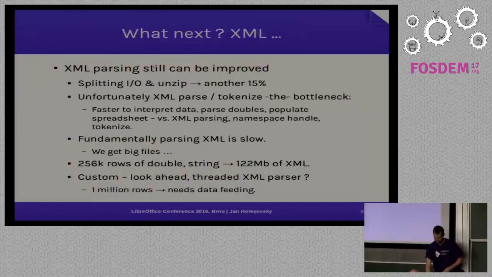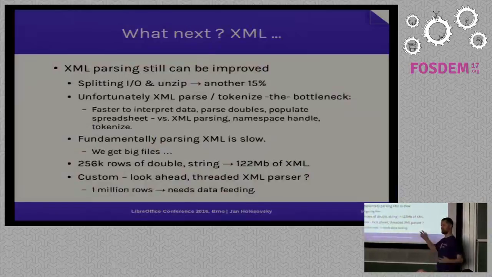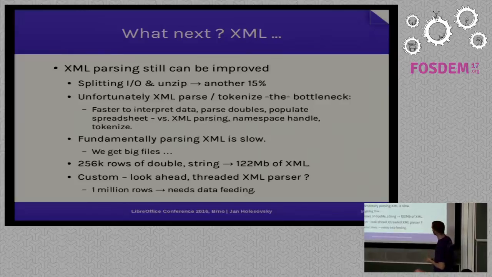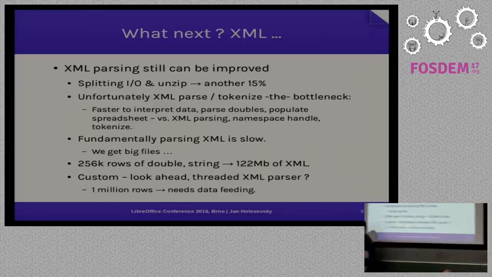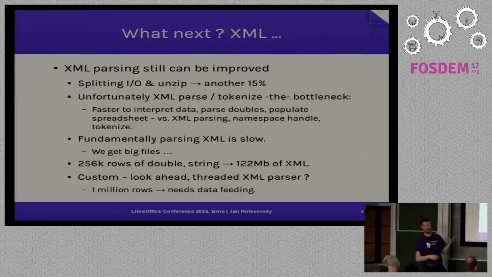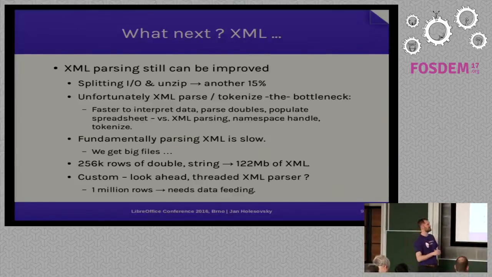So, where else can we win? This is the speculative bit of the talk where you're all inspired to throw tomatoes and get involved with doing fun stuff. So XML parsing can still be improved, I think. Unzipping actually takes some percentage of our import time, something like 15%, I think. Maybe it's only 10, I forget, something like that. So we can put that in another thread. So you have unzip, and then you have tokenize, and so on.